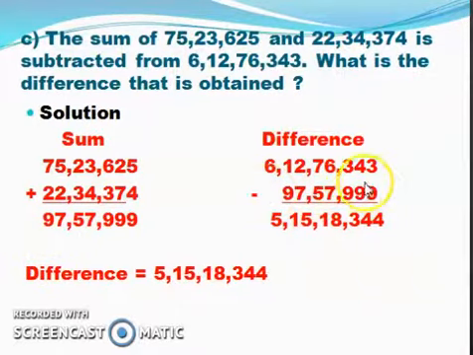And we subtract. 13 minus 9, 4. 3 remains. 13 minus 9 again 4. 2 remains. 12 minus 9, 3. 5 remains. 15 minus 7, 8. 6 remains. 6 minus 5, 1. 12 minus 7, 5. 0 remains. 10 minus 9, 1. And 5 remains, 5. So the difference so obtained is 5 crores 15 lakhs 18,344.